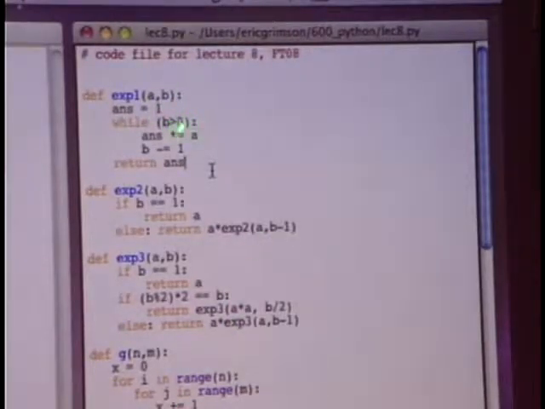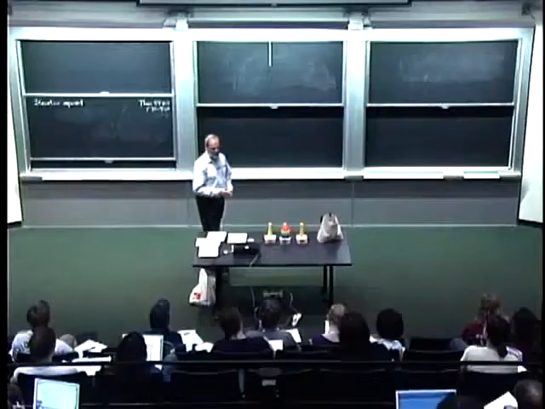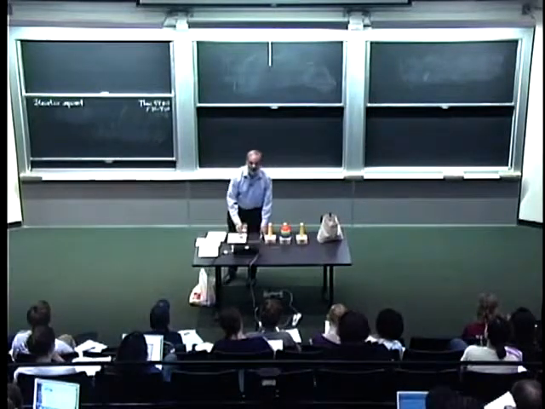Inside that loop, we've got one test, which is a comparison. We've got another step, which is a multiplication, and another step that's a subtraction. So each time through the loop, I'm doing 3 steps, 3 basic operations.